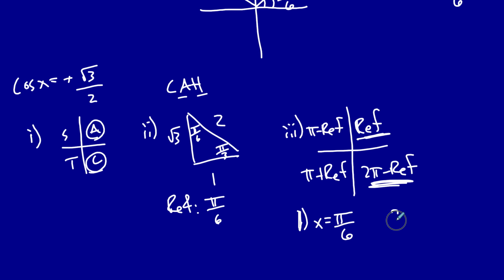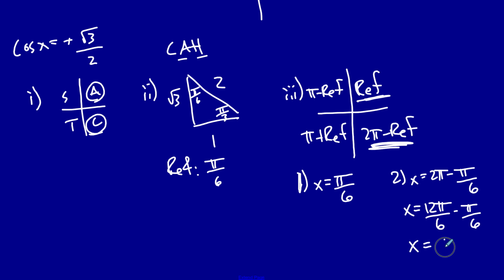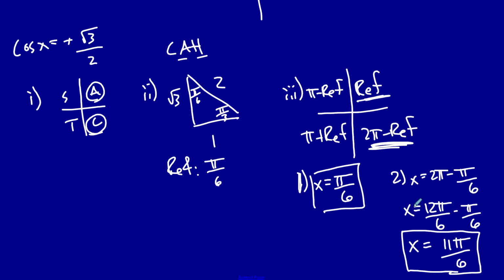Now, if I'm looking at my second answer, which would be my 2 pi minus ref, I'd have to say x is equal to 2 pi minus pi over 6. Multiply the top and bottom by 6, so that way I can actually subtract that fraction, so that's going to equal 12 pi over 6, right? 2 times 6 is 12, and then I'm going to subtract a pi over 6 out of that. And finally, I'll know that x is equal to 11 pi over 6. So here, where cos of x is equal to positive root 3 over 2, I know that the angles that will give me that value are going to be pi over 6 and 11 pi over 6.